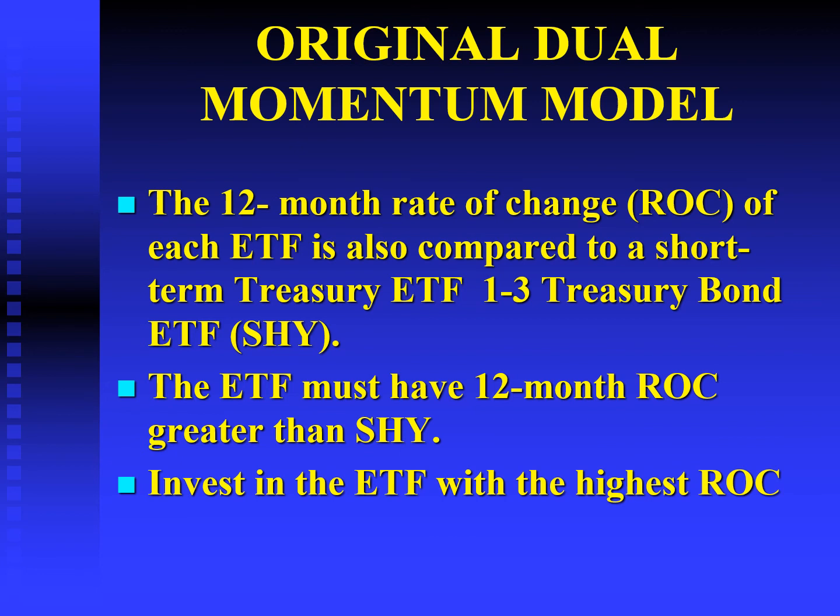The original dual momentum model is very simple, and is basically saying that you have to compute the 12-month rate of change of all the ETFs that you are considering as an investment. If the rate of change is greater than the yield on the short-term treasury bonds, which is SHY, then that particular ETF should be considered as an investment. To be considered as an investment, as I said, the ETF must have a 12-month rate of change greater than the yield on SHY, and you invest in the ETF with the highest rate of change. The way I modified this model, as I said in the previous slide, is to invest in a packet of ETFs with the highest rate of change. Let me show you how I do it.